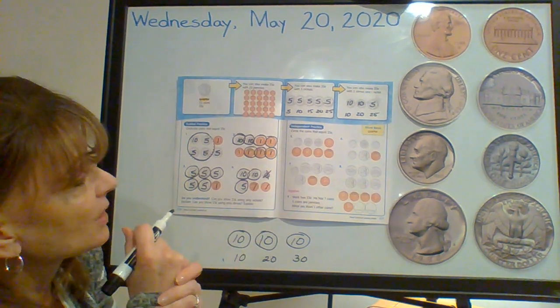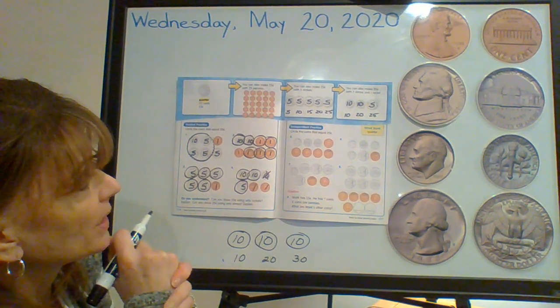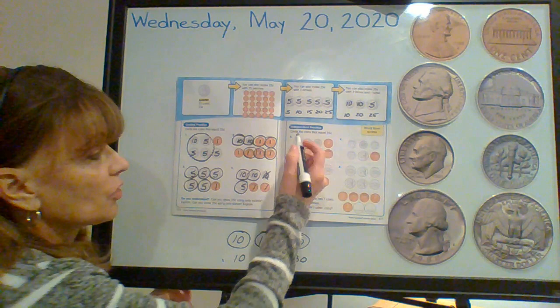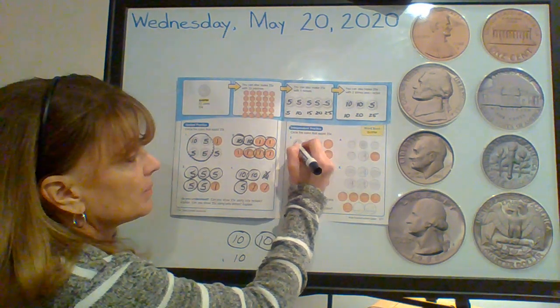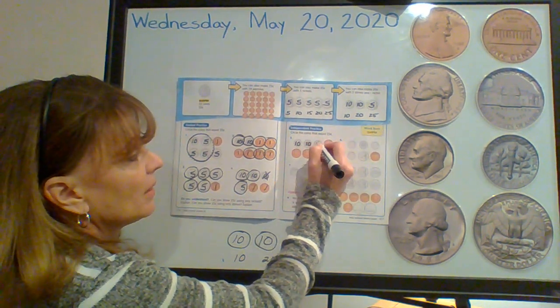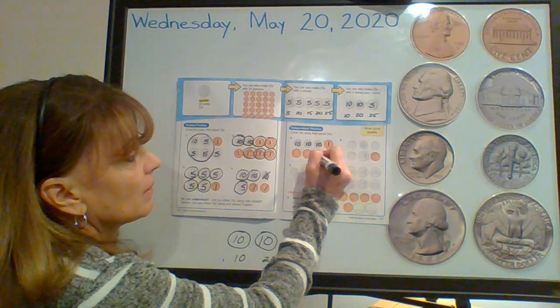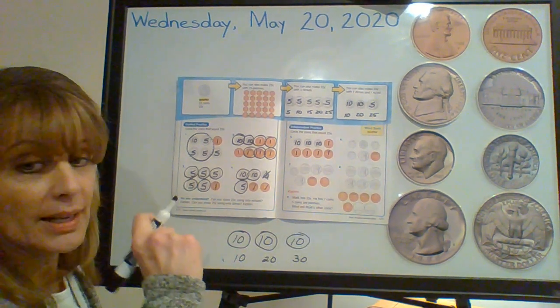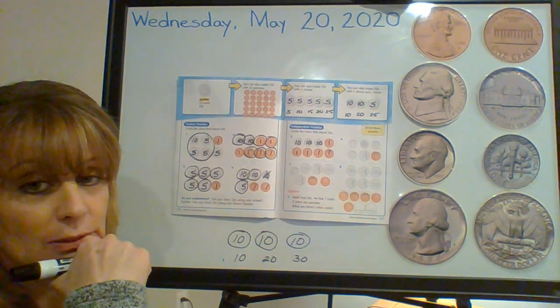So go ahead, let's circle the coins that equal 25 cents. Start by putting the numbers on. 10, 10, 10. Okay, now go ahead and circle 25.